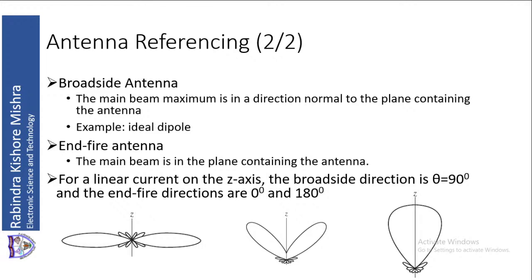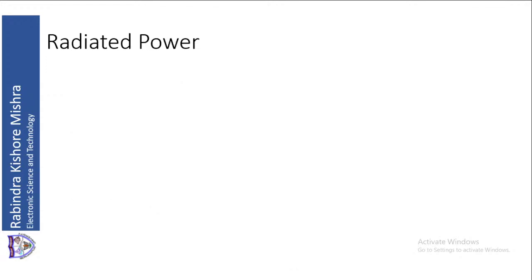That is what the third figure, the central figure, shows you, which is neither broadside nor end fire. We have formed a beam in a particular direction, maybe the 60 degree direction. There the beam maxima is along that direction. Now these are antenna referencing.